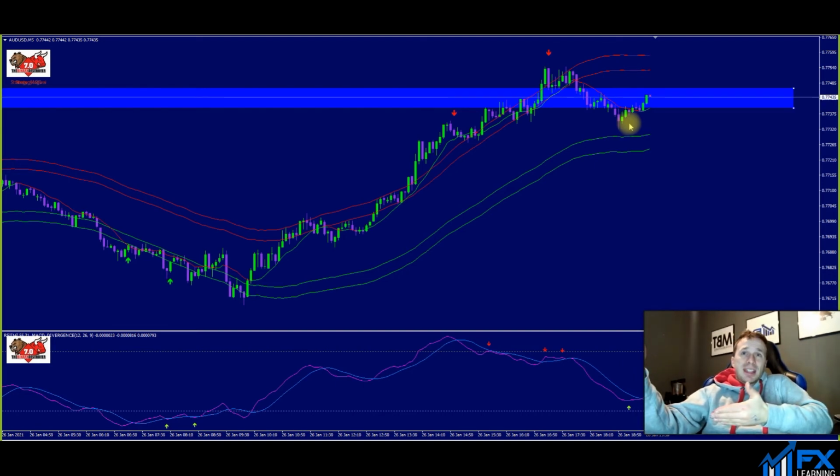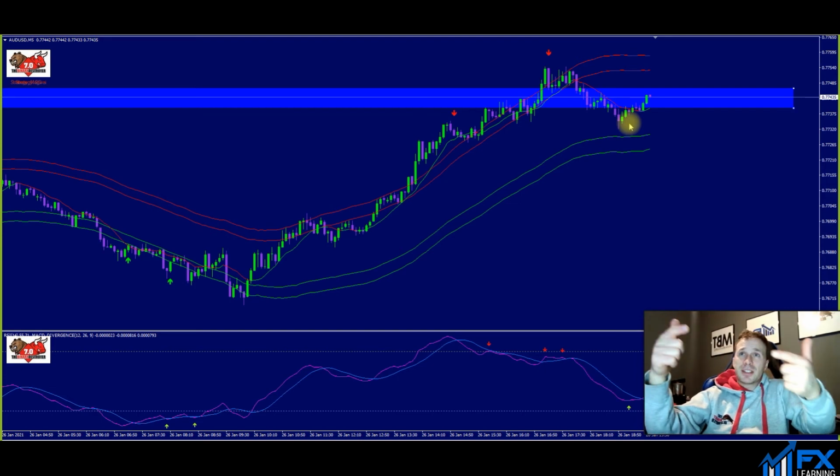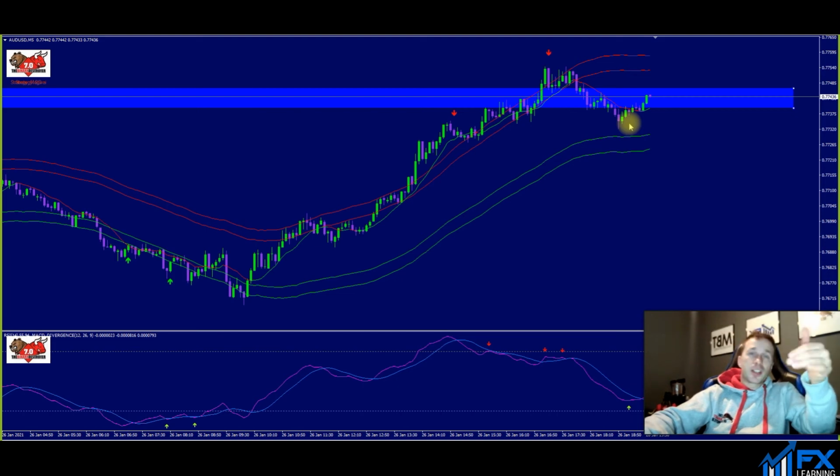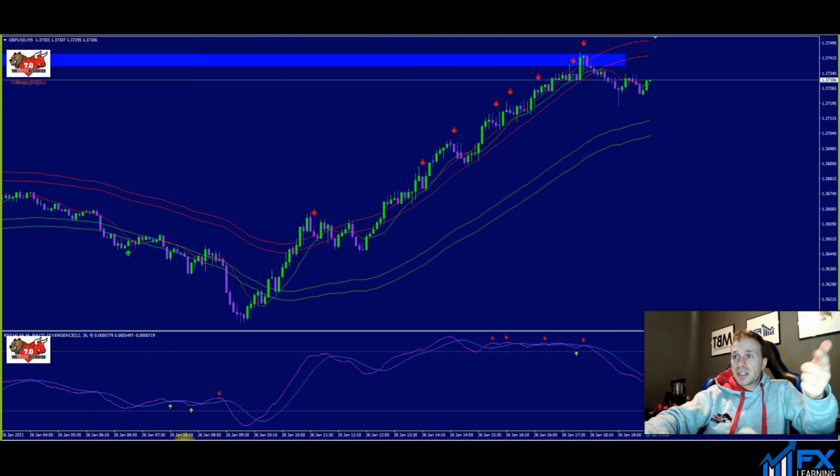Depending on my current mood, I might take this trade, I might not. It's kind of not a clear resistance. We have got a resistance. It's just not as clear as I'd like it to be. But still a trade, still a winning setup. GBPUSD, we'll look at that one.